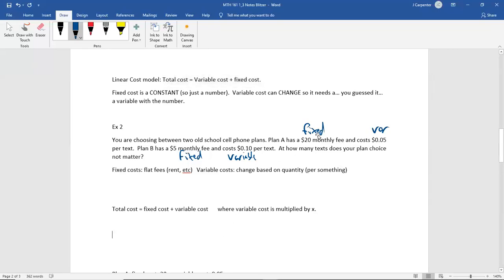So for Plan A, that's the $20 monthly fee, which is fixed, and the 5 cents per text. That's the variable amount. So Plan A has a fixed cost, and all of these are in dollars, of $20 and a variable cost of 5 cents, or $0.05. Plan B has the $5 monthly fee, that's its fixed cost, and a 10 cent per text variable cost. So there we go with Plan B. And again, all these are in dollars.